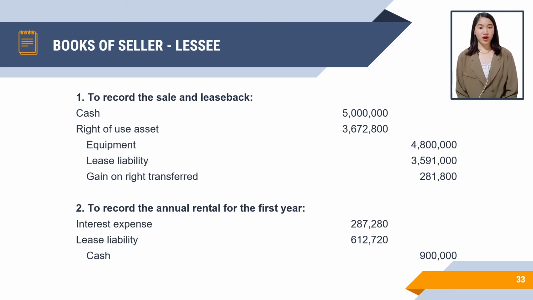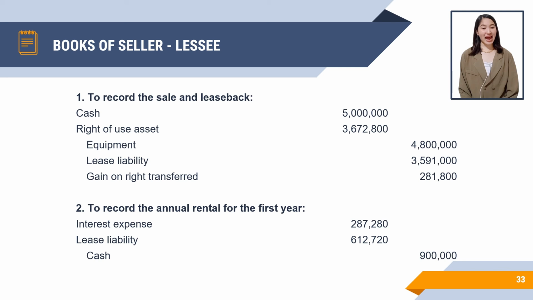Now, let's move on to the journal entries. So first, let's see the books of seller lessee. So of course, the first transaction would be the sale and leaseback. We have the debit cash, 5 million. Debit right-of-use asset, 3,672,800. Then credit equipment na nabenta natin for 4.8 million na carrying amount. Lease liability na 3,591,000. Then gain on right transfer na 281,800. So gain on right transfer lang ang dapat nating i-recognize kaya siya lang nating i-record.